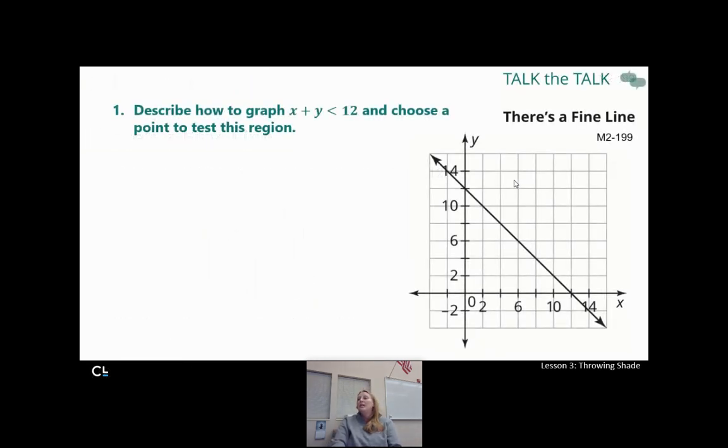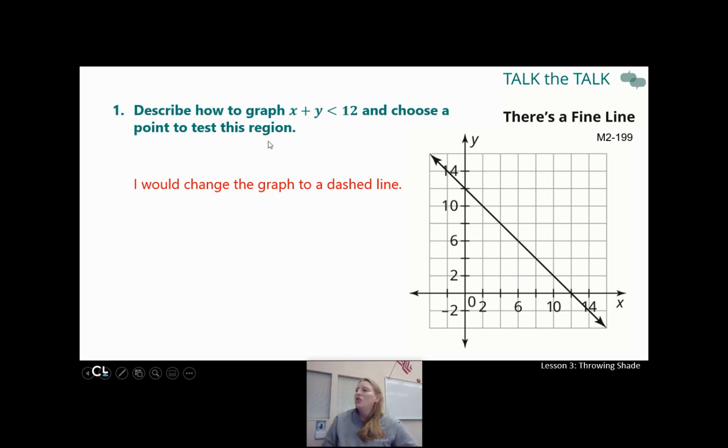All right, so number 1 says describe how to graph x plus y is less than 12. And of course, you have to choose a point to test the region. First of all, I don't see a squashed equal sign there. So the first thing I would change is the graph to a dashed line. That's the first thing I would do.